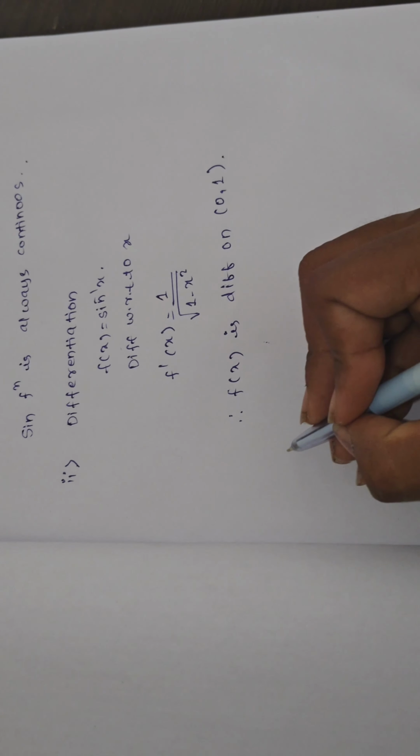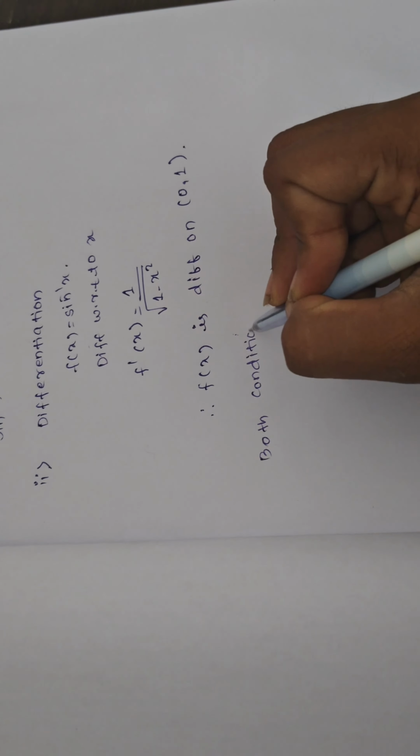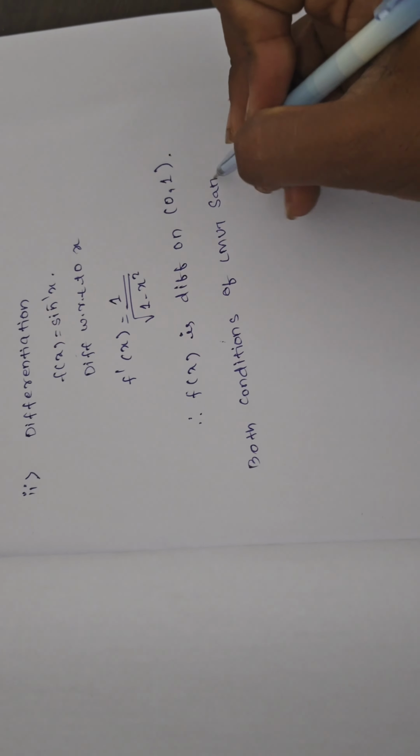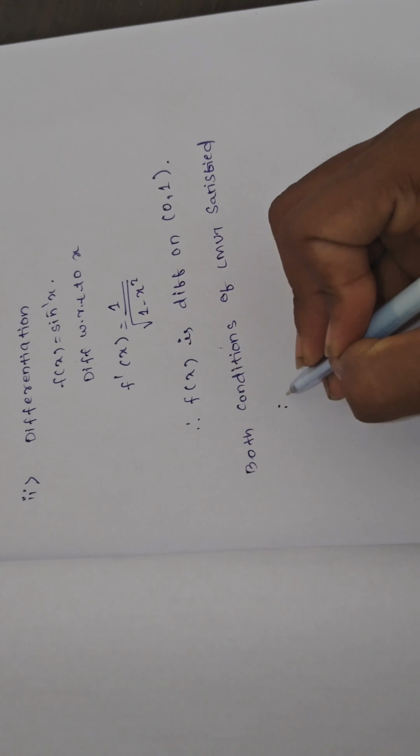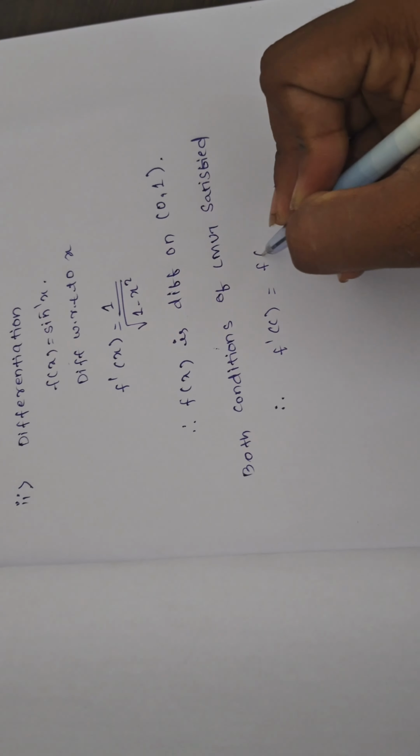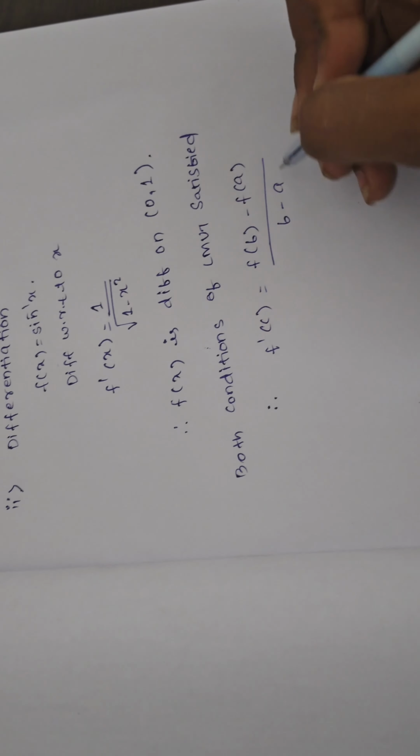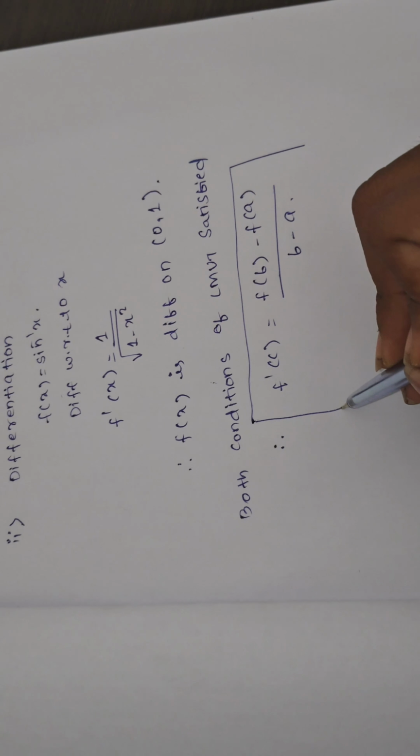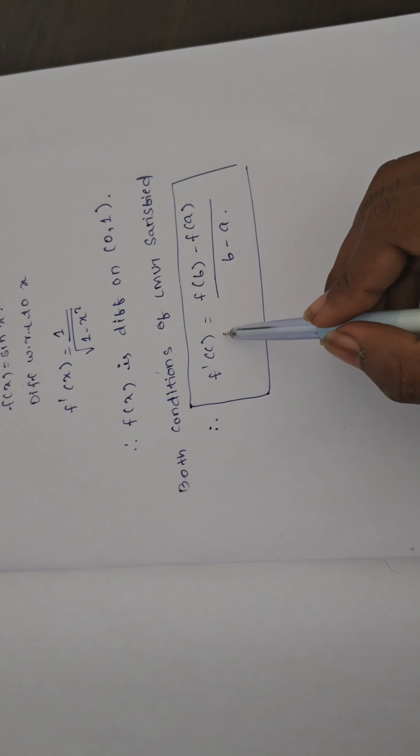Let's write it down. Both conditions of LMVT are satisfied, right? Then f dash of c is equal to f of b minus f of a by b minus a. This is the formula of the LMVT theorem, right? Now write the f dash of c value.